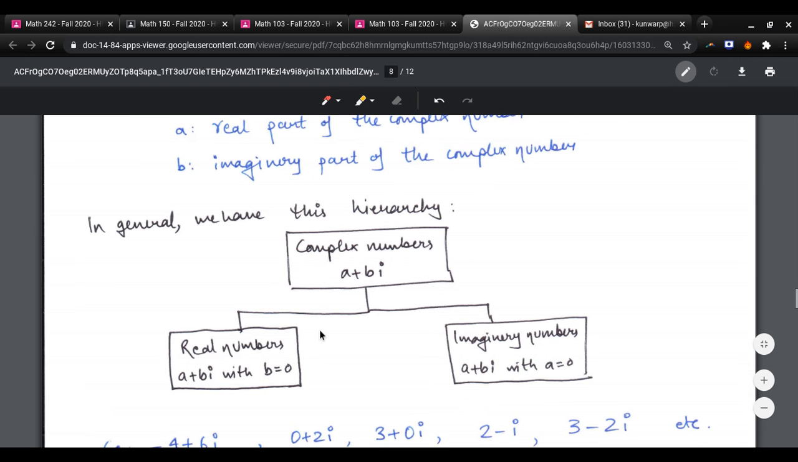In general, we have this hierarchy. You have complex numbers, and then when you set b equals 0, you get all the real numbers, and when you set a equals 0, you get all the imaginary numbers. So this is a larger collection of numbers.